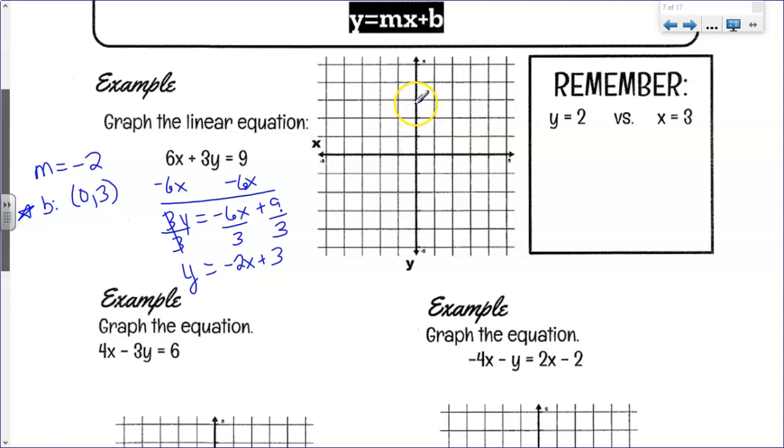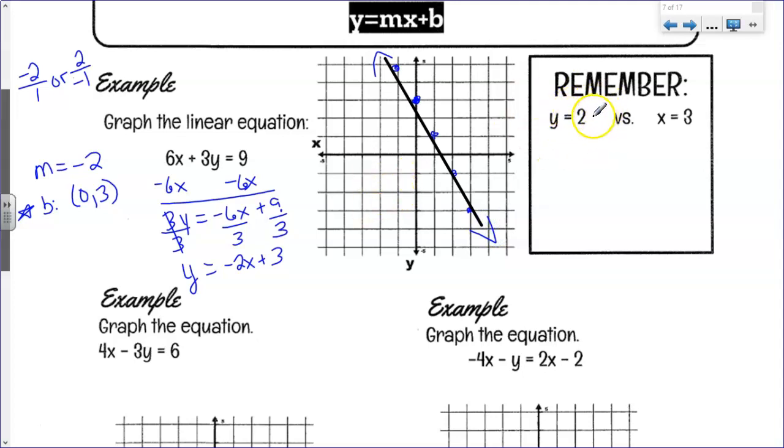So 0, 1, 2, 3. Our slope's negative 2, so that could be negative 2 over 1, or it could be positive 2 over negative 1. So we could go down and right or up and left. If I go down 2, right 1, down 2, right 1, or I could have gone up 2 and left. Notice that line slants to the left, okay? And then we will just connect those dots, try to use a straight edge, and then an arrow showing that they go on forever and ever.